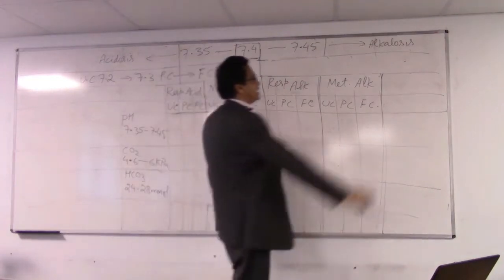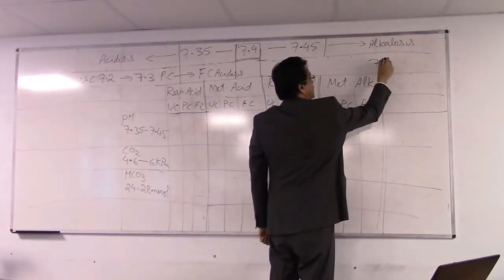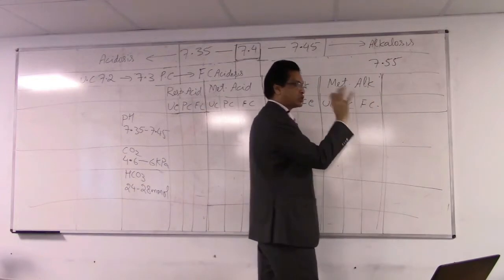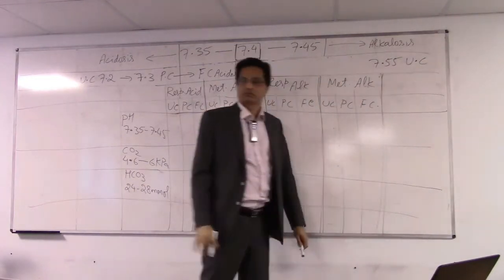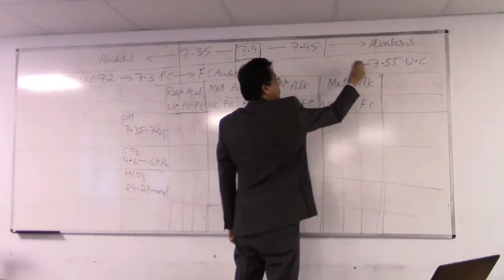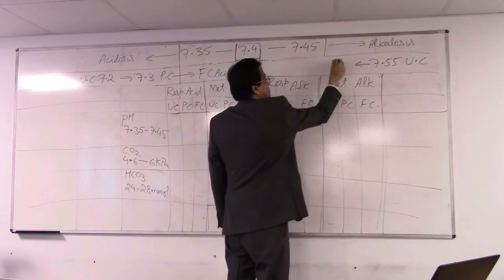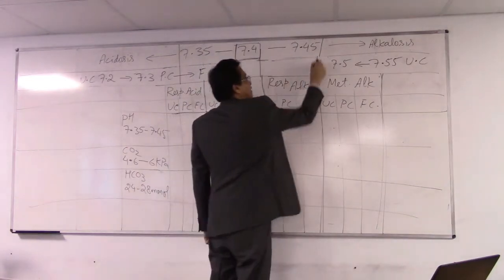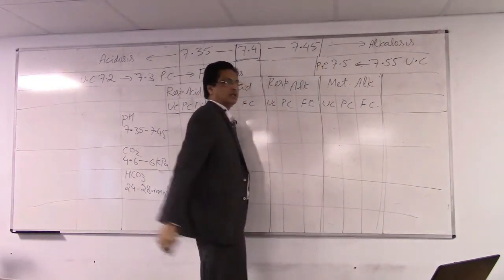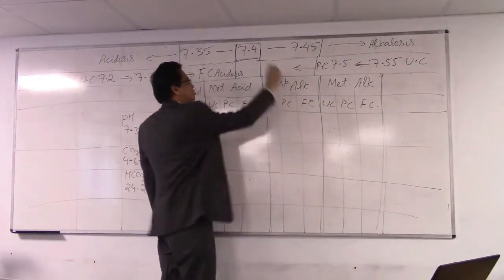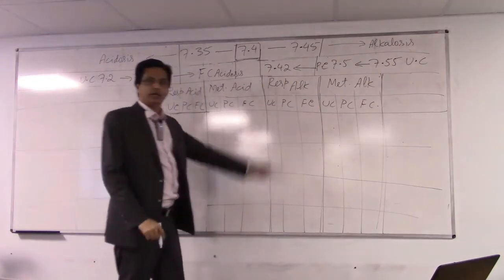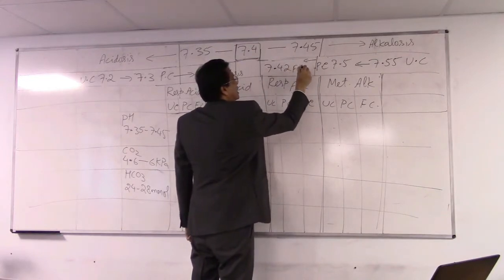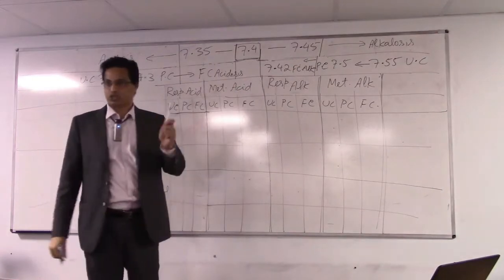Again, imagine the pH is 7.55. What is this? That is alkalosis. Imagine that's an initial pH where no compensation happened, which is uncompensated. All of you know that. But imagine the body brought the pH down towards the normal range, and it reached 7.5. Has it reached the normal limit? No, not yet. What do you call that? Partially compensated. But again, the body brought the pH to 7.42. What do you think that is? That is fully compensated. Fully compensated what? Alkalosis. Fully compensated alkalosis.